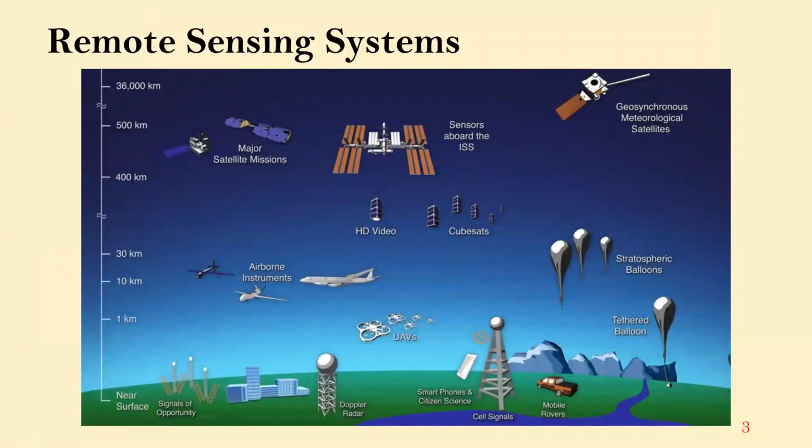These are the various types of remote sensing system. Based on the vertical distance at which the remote sensing system operates, it can be grouped into three categories. For example, near surface remote sensing systems are Doppler radar, and even our smartphones could act as a remote sensor, and even mobile rovers, tethered balloons, and also unmanned aerial vehicles and drones that act as near surface remote sensing systems that collect information about the features.